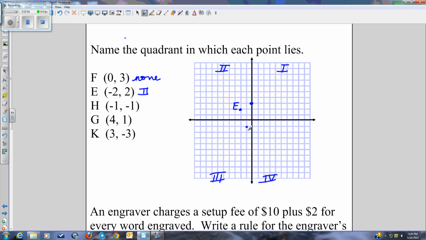H, -1, -1 in quadrant 3. We go to the left 1 and down 1. G, 4, 1. So we go to the right 4 and up 1. There it is. So that is in quadrant 1. And 3, -3. We go to the right 3 and down 3, which is right here. That's point K, and that is in quadrant 4.